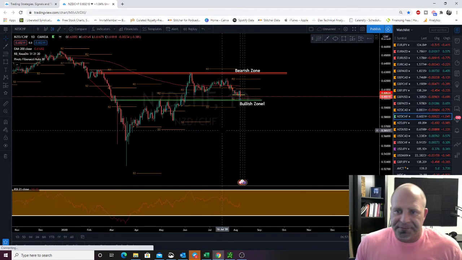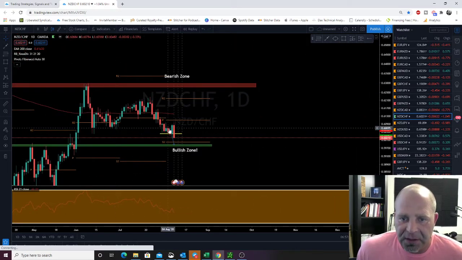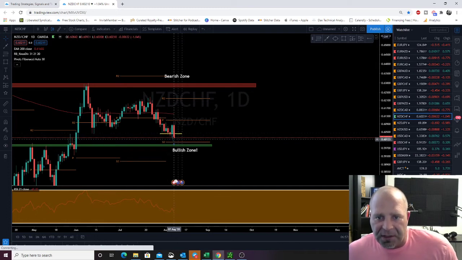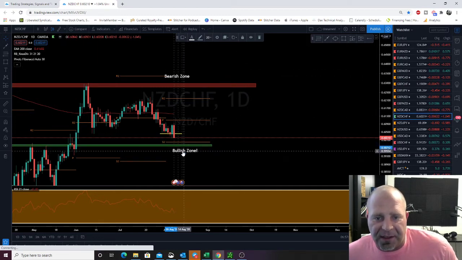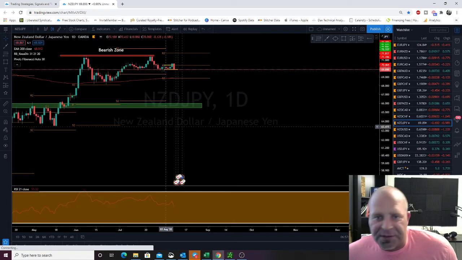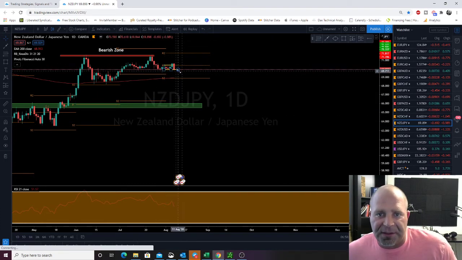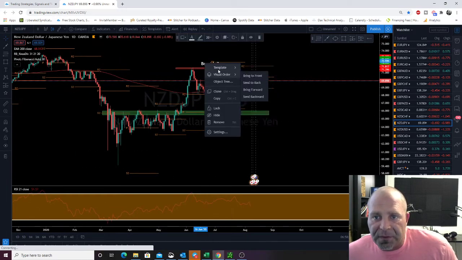NZD CHF. All right, so we're getting close to our bullish zone. We broke through this little inflection point, so you can see we had that sell trade on there. So I'm going to be bearish till we get down to this area, and then I'm going to see what happens there. NZD JPY kind of got price stuck in between these two zones on a smaller time frame. Go ahead and clone.